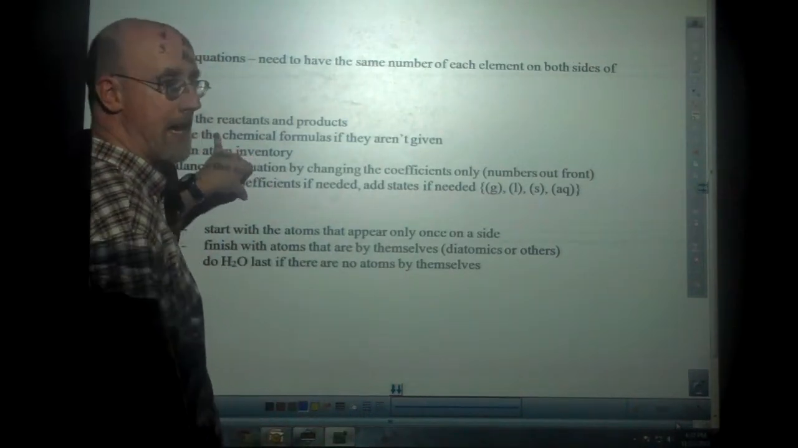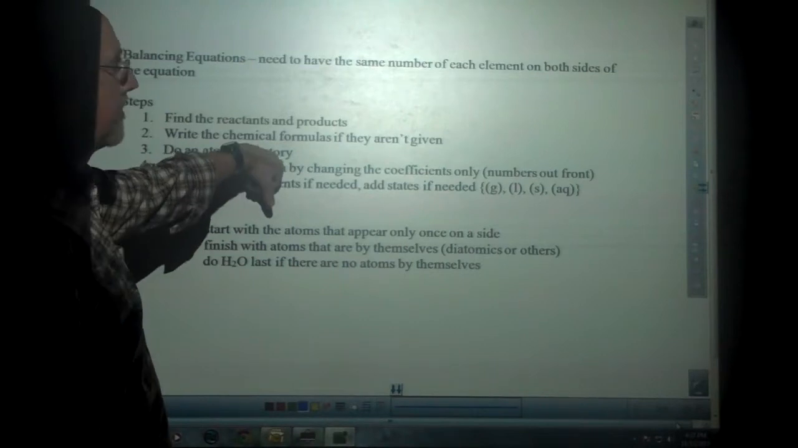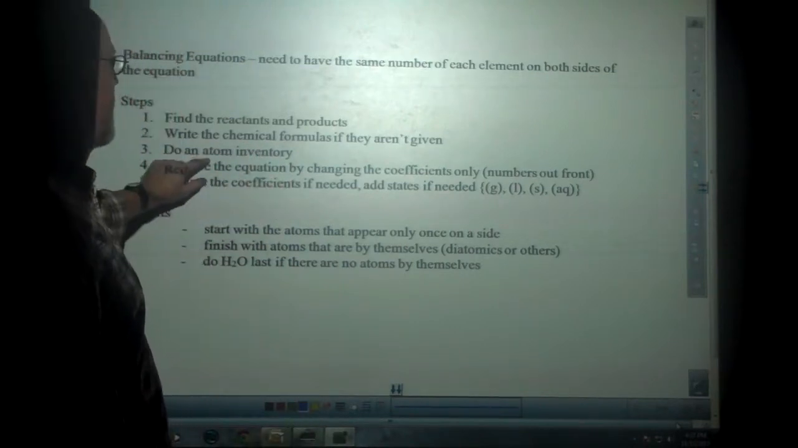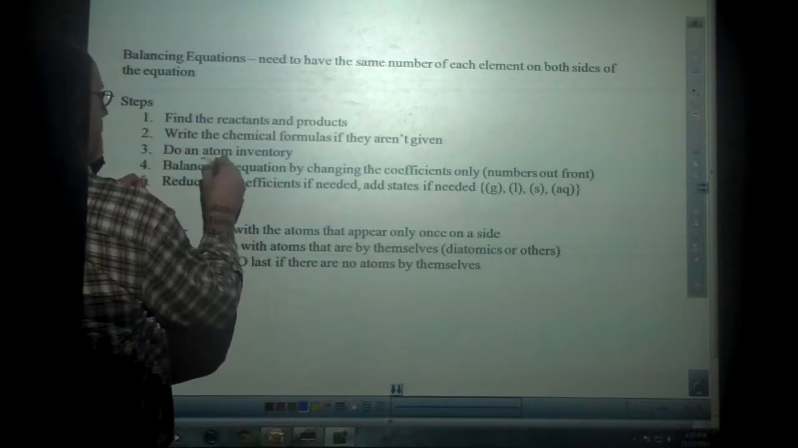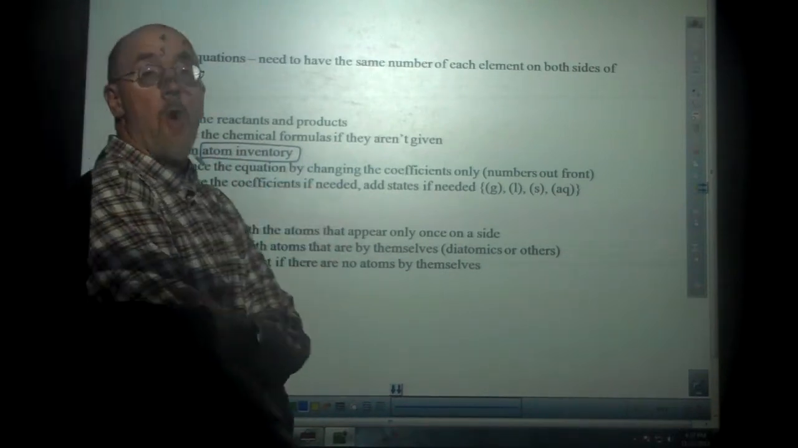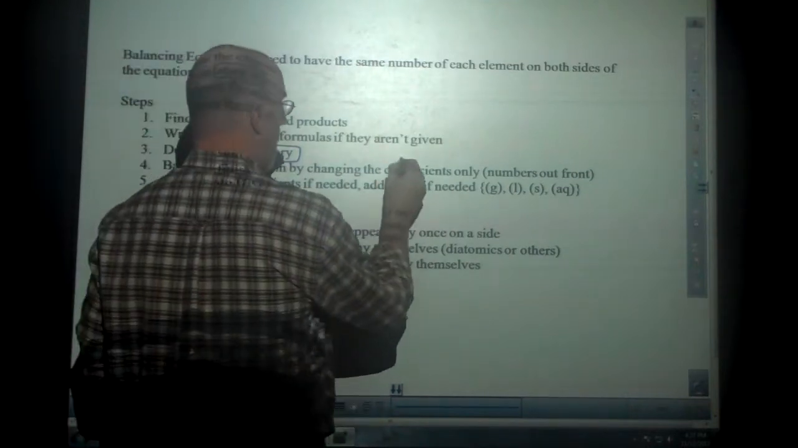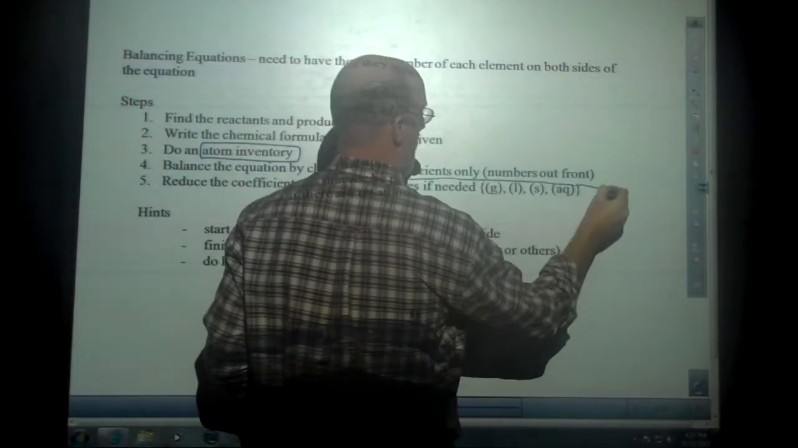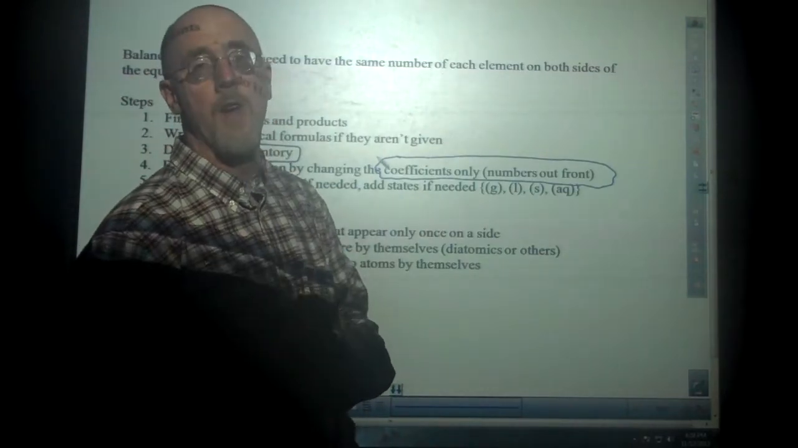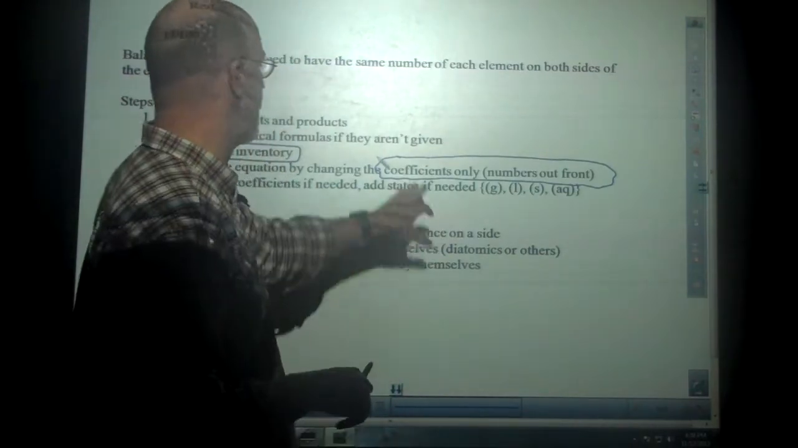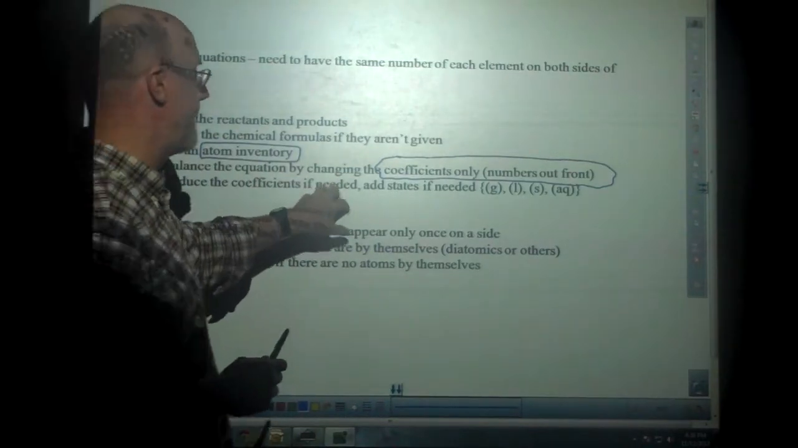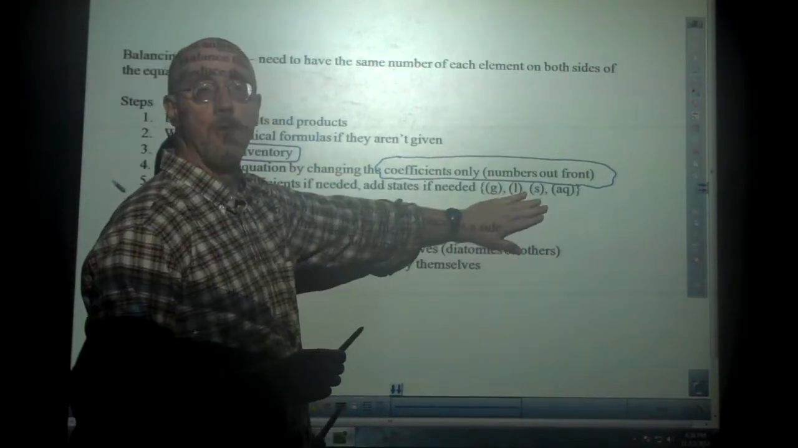I'll step you through a couple examples here in a second. Write the chemical formulas if they aren't given. Sometimes they'll be given, sometimes not. Do an atom inventory. That'll be an important step. Balance the equations by changing the coefficients only. All we can change are the numbers out front. Once you write a formula, you don't change the formula. You'll see that in just a little bit. Reduce the coefficients, the numbers out front if needed, add the states if needed. We'll kind of avoid doing the states for a little bit.